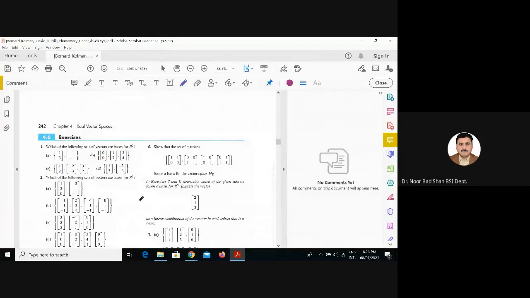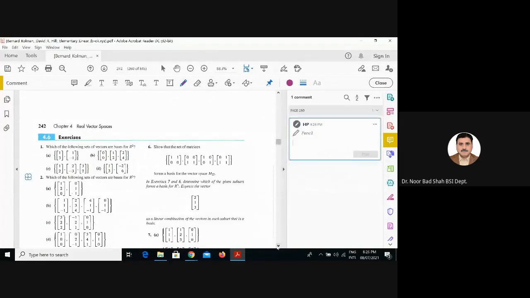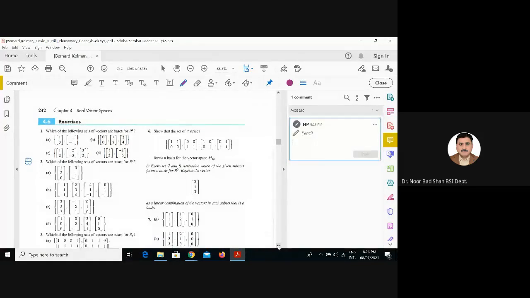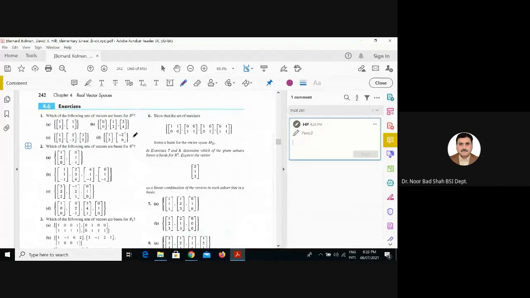We are talking about bases for R3. Which of the following sets of vectors are a basis for R3? In this case, can this be a basis for it? The answer is no, because the dimension of R3 is 3. Sorry, so its basis will contain 3 elements. So this cannot be a basis. This cannot be a basis. This cannot be a basis. This might be a basis. You need to check. I'm not saying that it is a basis. You have to check it.